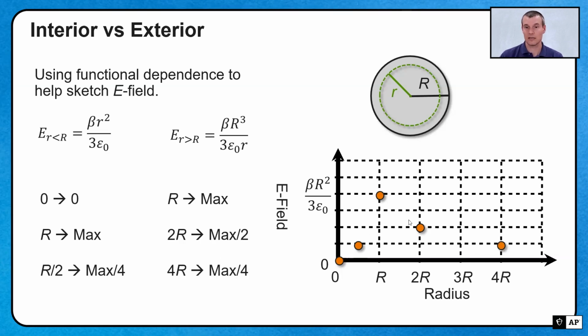So I plug in each of these places to figure out my general locations, and I connect those dots with my nice little smooth curve. And this is what I would expect my electric field sketch to look like for my insulator that had that charge density of beta r.